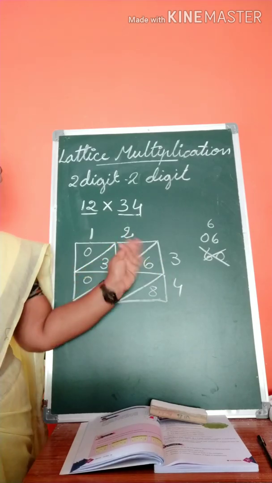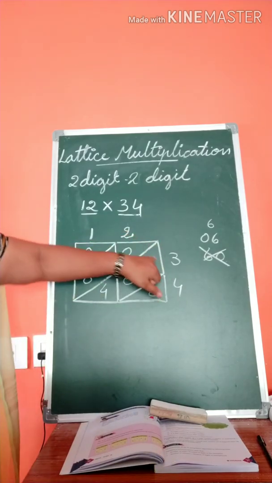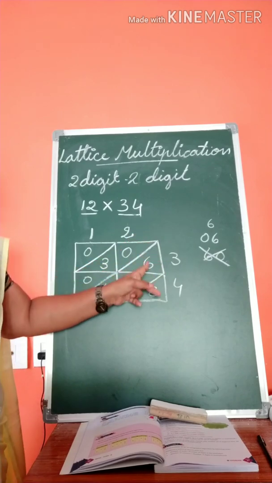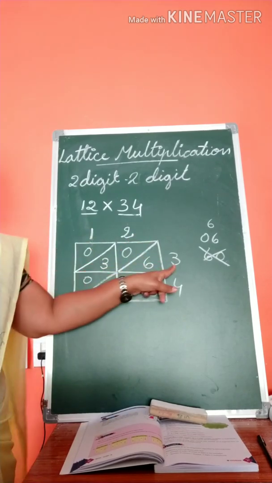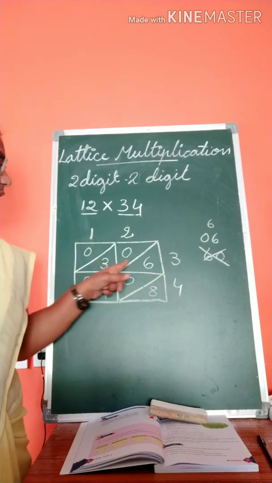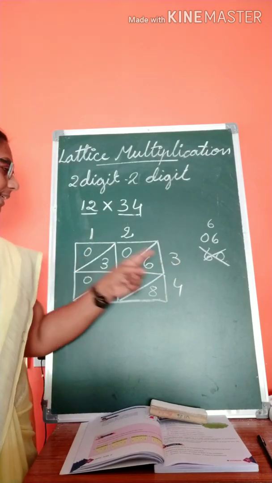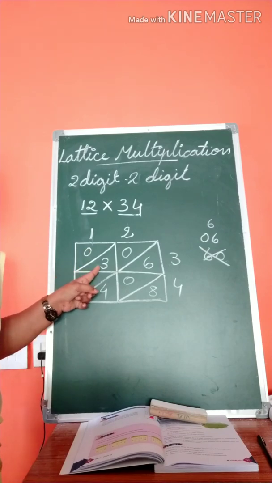See, 2 3s are 6. For this box we are taking these two digits. 2 3s are 6. It is written as 0, 6. For this box we are taking this number and this number. See, it should touch. So 1 3s are 3. It is written as 0, 3.